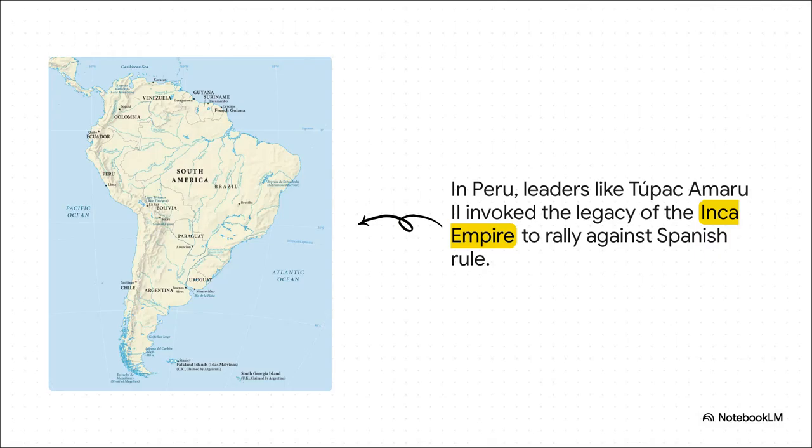A great early example is the rebellion led by Tupac Amaru II in Peru. He didn't just fight against the Spanish for economic reasons. He very deliberately drew on the powerful memory and identity of the once great Inca Empire to unite indigenous peoples. It's a perfect case of how resistance was so often rooted in pre-colonial history and culture.